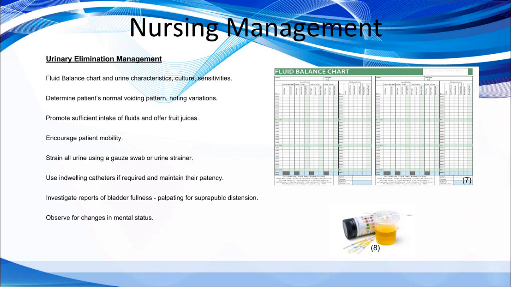For urinary elimination management, the nurse will record an intake and output of fluids through the fluid balance chart, as Tania just mentioned previously, and the characteristics of urine, culture and sensitivities. This action provides information about kidney function and potential presence of complications such as infection and hemorrhage. For instance, bleeding may indicate an increase in obstruction or irritation of the ureter, or the presence of certain cultures within the urine specimen may indicate a UTI.